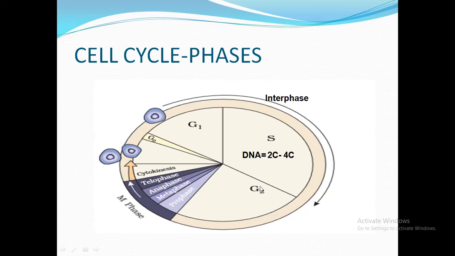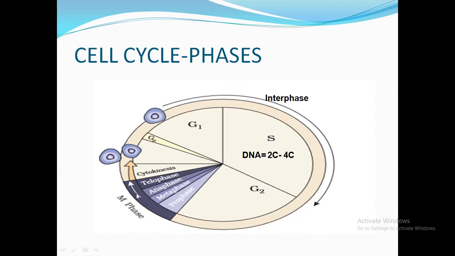Okay. So once the G2 is over, then the cell enters the next phase, that is called M phase, the mitotic phase. Again, this M phase is divided into two parts. One is called karyokinesis. Now this blue shaded area shows the karyokinesis. Karyokinesis means division of the nucleus. And the next part is cytokinesis.